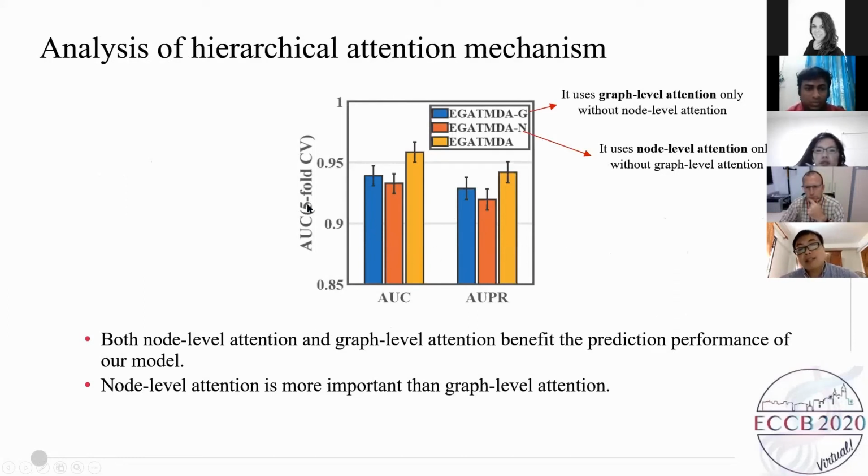In our proposed framework, we design a hierarchical attention mechanism to learn node representation, namely node level attention and graph level attention. The results indicate that both node level attention and graph level attention benefit the prediction performance of our model. And besides, node level attention is more important than graph level attention.